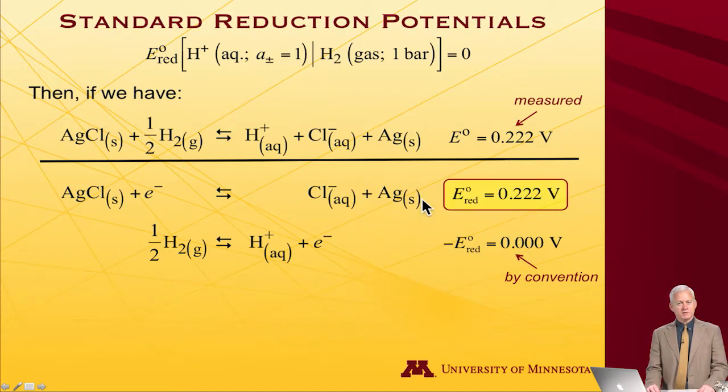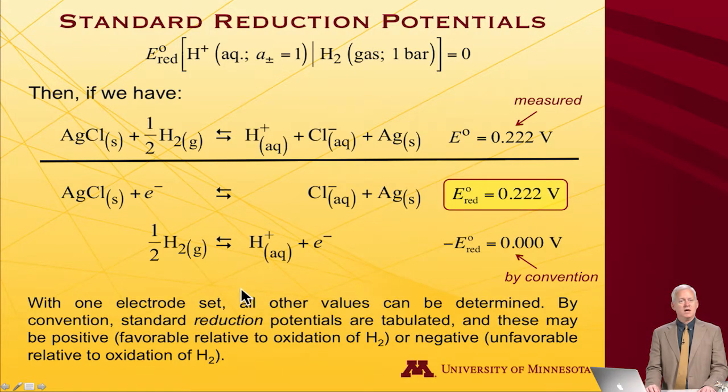And as a result, since these two must sum to 0.222 volts, it must be the case that the reduction potential for this half reaction, silver chloride plus an electron goes to chloride plus solid silver, has the standard potential 0.222 volts. So given that we've got one electrode set, we can really determine all the others in this way.